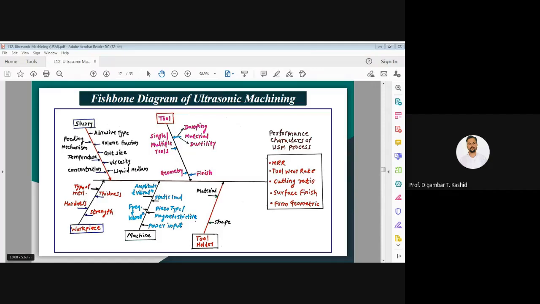Yesterday, we have seen the working principle and setup of ultrasonic machining. We were discussing the fishbone diagram of ultrasonic machining. You can call it parametric analysis also. So let us briefly discuss this parametric analysis of ultrasonic machining.